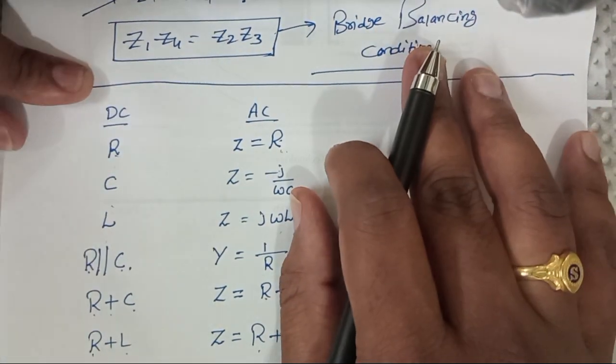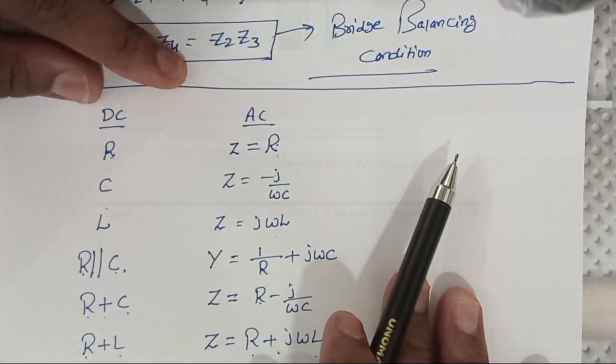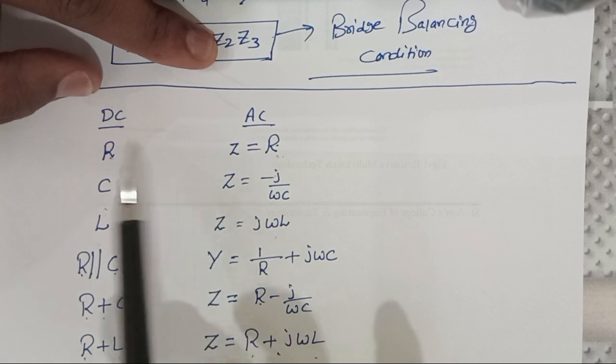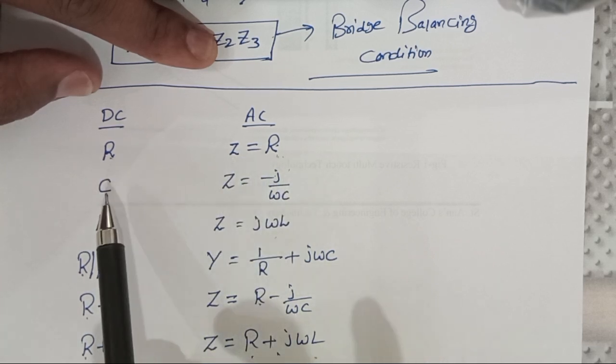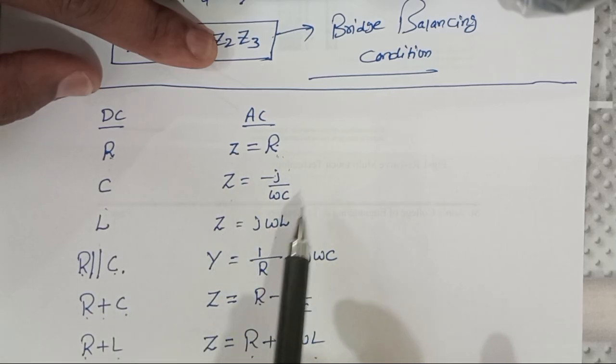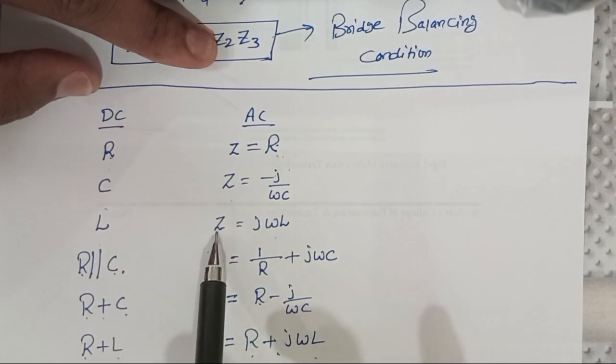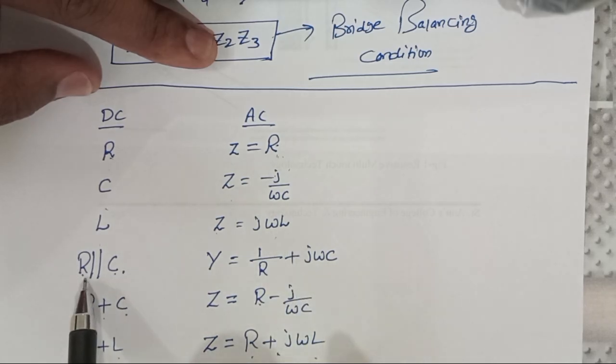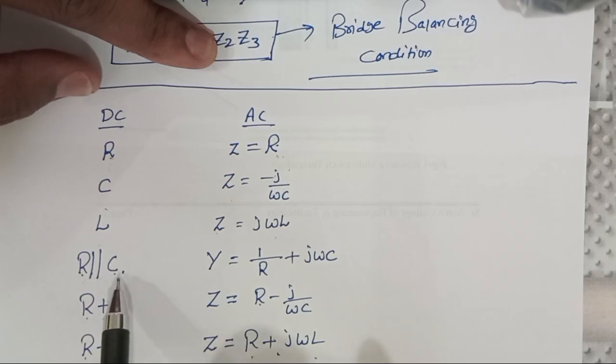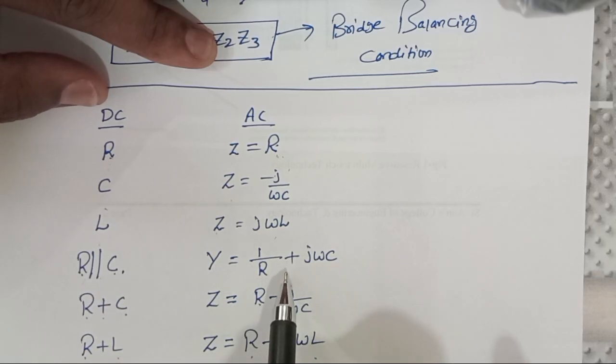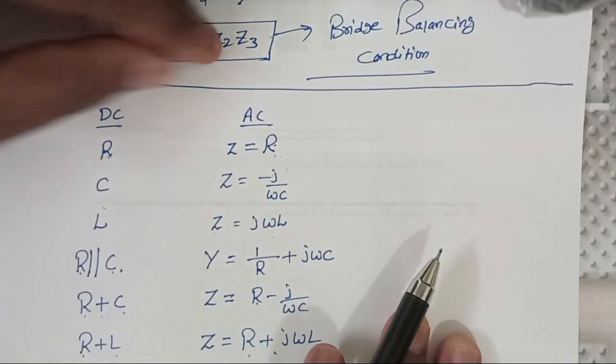These are the notations we have to remember in case of AC bridges. When the arm consists of only a resistor, Z is equal to R. When the arm consists of a capacitor, Z equals minus j by omega C. When the arm consists of an inductor, Z equals j omega L. When the arm consists of R parallel C, Y equals 1 by R plus j omega C. When the arm consists of a resistor and capacitor in series, Z equals R minus j by omega C. When the arm consists of a resistor and inductor in series, Z equals R plus j omega L.